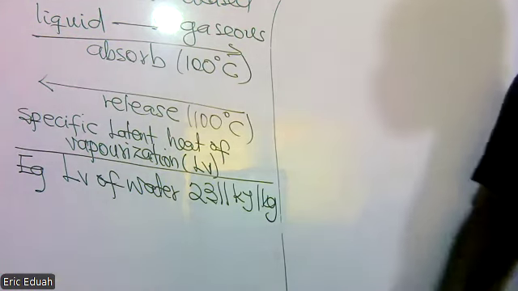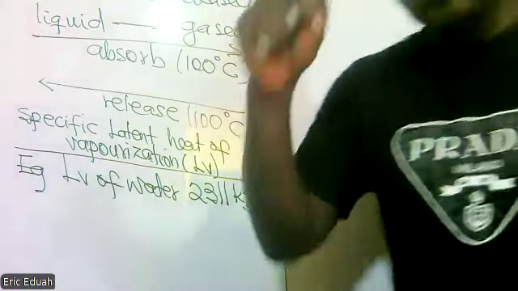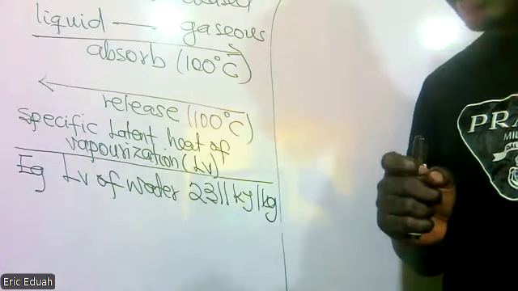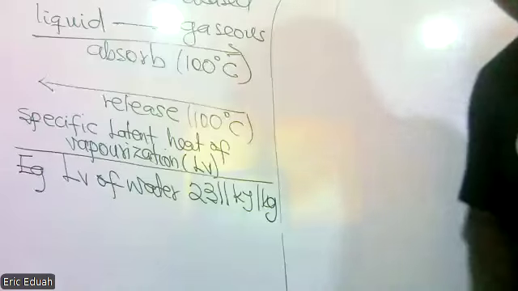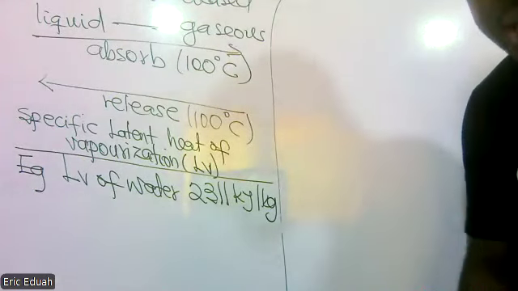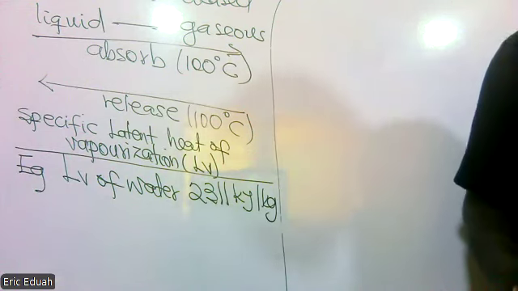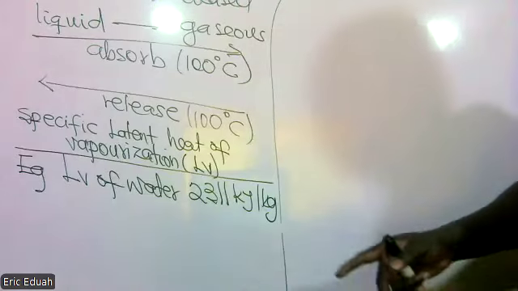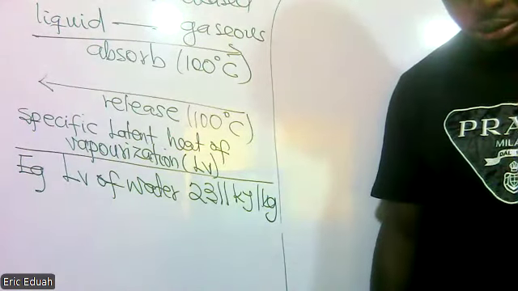Herbert. Okay, so it means that 1 kilogram mass of water at 100 degrees Celsius will require 2,311 kilojoules of heat energy in order to change states from liquid to gaseous.